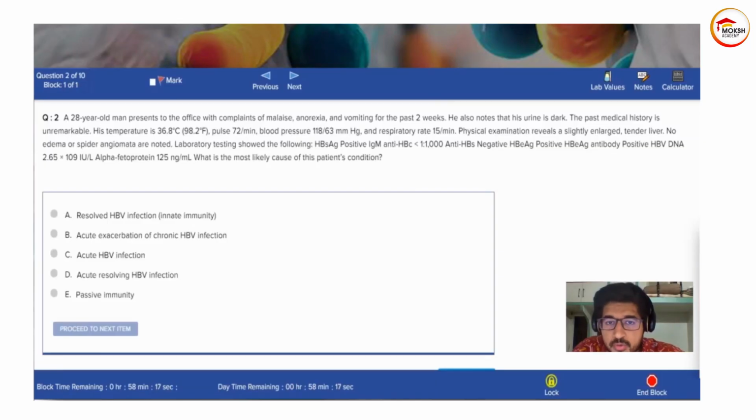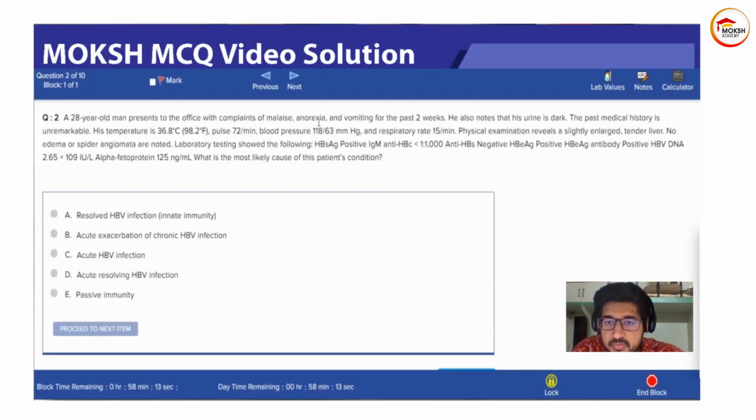A 28-year-old man presents to the office with complaints of malaise, anorexia, and vomiting for the past 2 weeks. He also notes that his urine is dark. The past history is unremarkable. His temperature is 36.8, pulse is 72, blood pressure is 118 by 63, and respiration rate is 15 per minute.